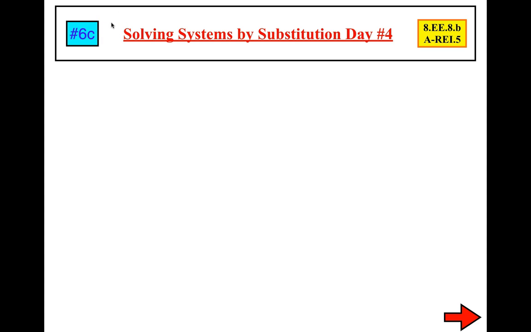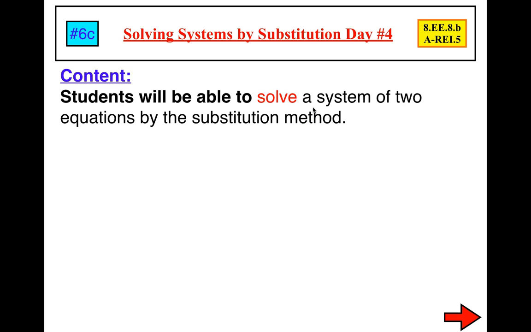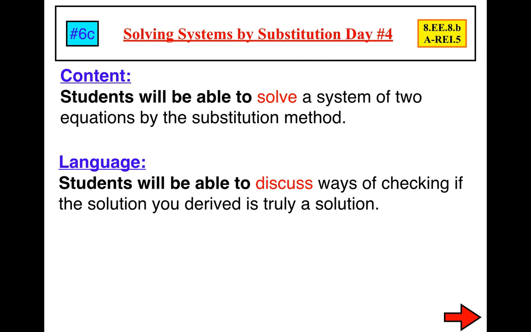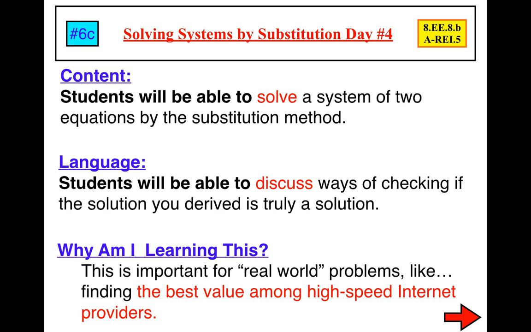Today we're going to be working on solving systems by substitution, day number 4. Our content objective is students will be able to solve a system of 2 equations by the substitution method. Our language objective is students will be able to discuss ways of checking if the solution you derived is truly a solution. And why am I learning this?